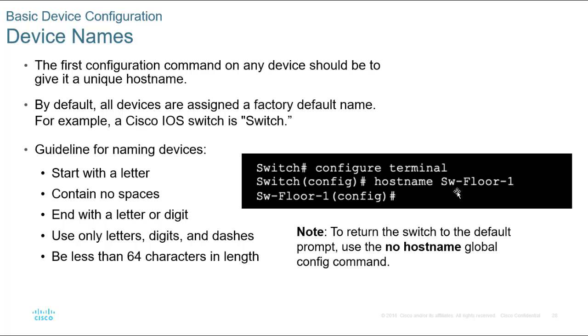We can tell they're giving it a descriptive name: SW for switch, a dash instead of a space, and they're annotating the location. So the name describes this as a switch and it's located on the first floor. The name is less than 64 characters in length. It begins with a letter, there are no spaces, and it ends with a letter or digit. As soon as you use that command to change the host name, the prompt is immediately going to change as well to the new host name. To return back to the original default factory name, simply use the no hostname global configuration command.